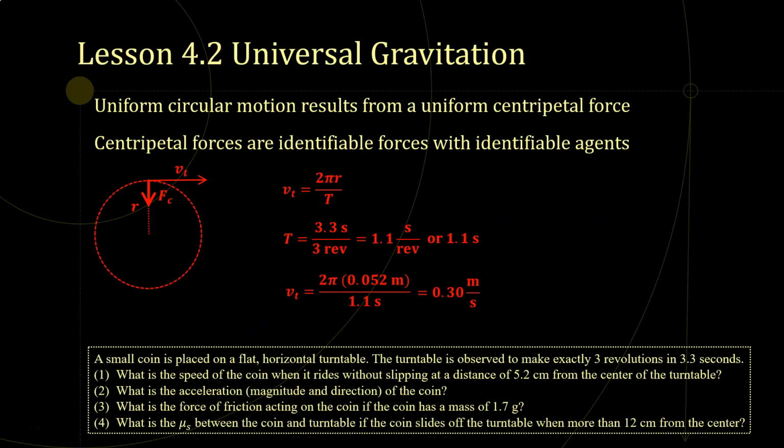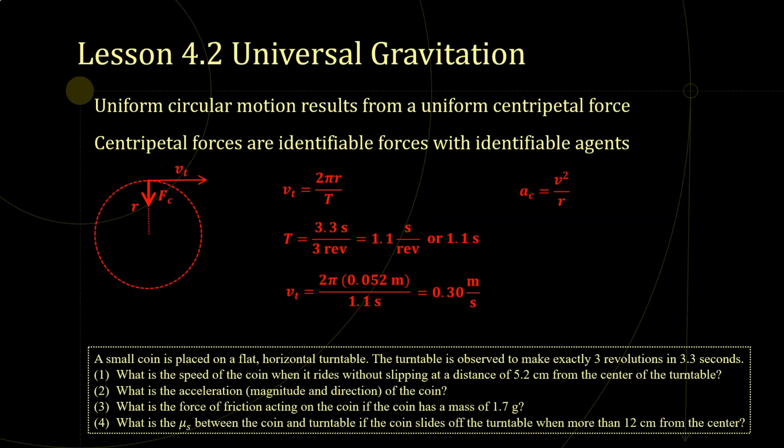I can calculate for number one, what is the speed of the coin? The tangential velocity, I'm going to be a little more specific than just saying speed, is 0.30 meters per second at 5.2 centimeters from the center. So notice I converted 5.2 centimeters to 0.052 without doing the extra math. You probably at this point just do that in your head, and I solved.